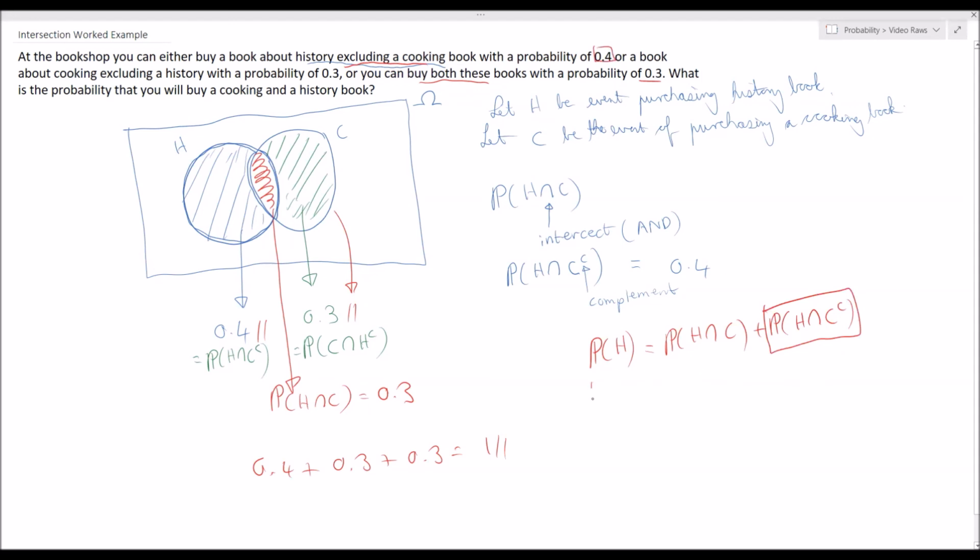But if you were asked, what is the probability that he bought a history book? Well, then you would have to say it's this entire circle over here. So you'd have to say it is the probability that he bought a history book and a cooking book, which is 0.3, and you'd have to include the probability that he bought a history book but not the cooking book, which was 0.4. So the probability that he buys a history book is equal to 0.7. So that's the final comment that I'd like to make on this intersection example.